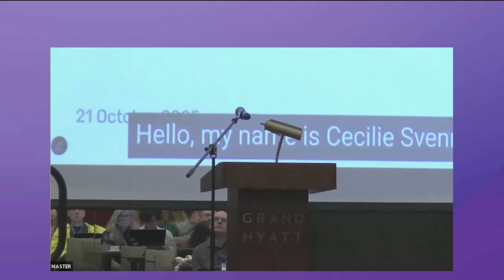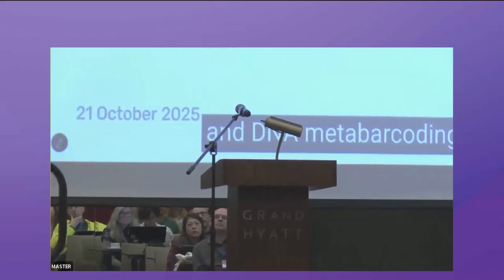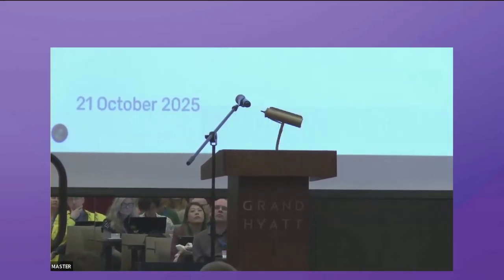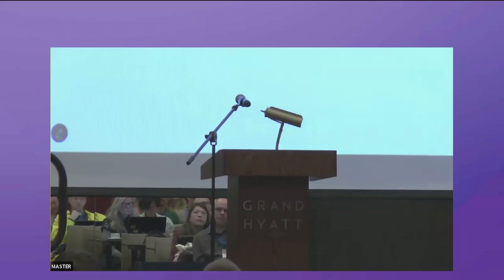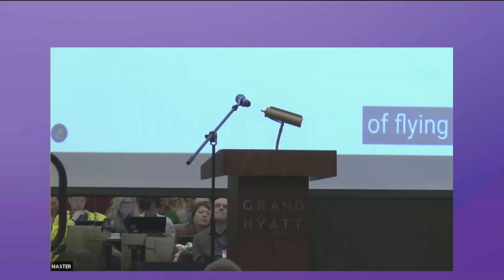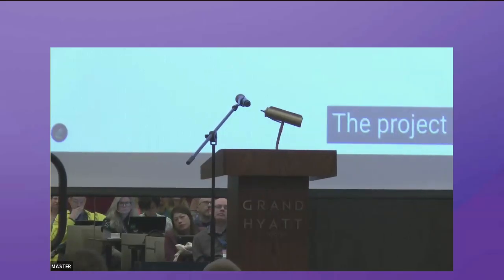Svenningsson, and I will present how my co-authors and I mapped a citizen science and DNA metabarcoding survey to Darwin Core Data Package. The data behind the mapping comes from a national survey of flying insect diversity across 5 different land covers. The project was called Insect Mobility.